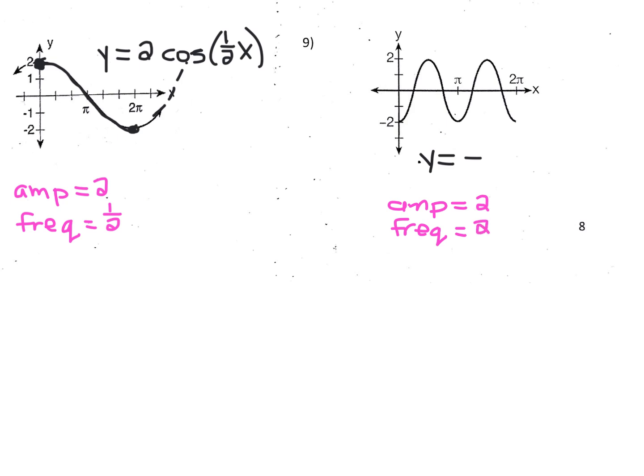So let's go back to our equation now. We already have y equals negative, because it's a negative cosine curve. Then it would be 2 cosine of the frequency, which is 2, in front of the x, so 2x. So that is our equation.